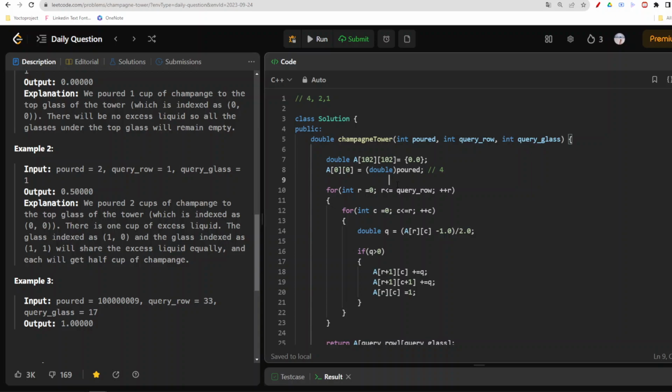So our query row basically is 2, right? And now at r is equal to 0, so c is equal to 0 and r is equal to 0, right? So here at the starting moment it will be having the quantity 4, whatever was there. So it will be having the quantity 4 minus 1, that would be 3, and divided by 2. So whatever is there, it will go here.